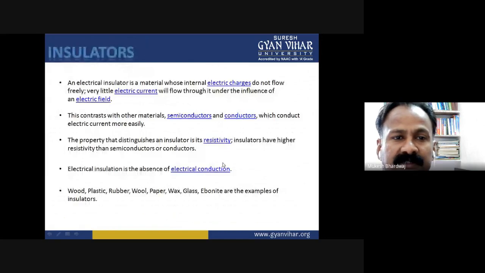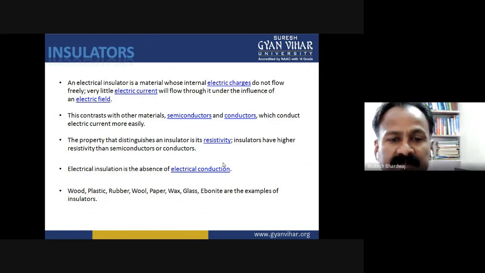Now, insulators. An electrical insulator is a material whose internal electric charges do not flow freely. Very little electric current will flow through it under the influence of an electric field. This contrasts with other materials, semiconductors and conductors, which conduct electric current more easily. The property that distinguishes an insulator is its resistivity. Insulators have higher resistivity than semiconductors or conductors.